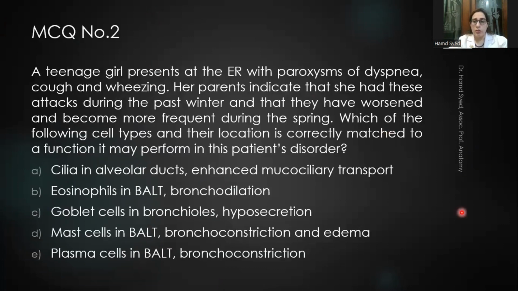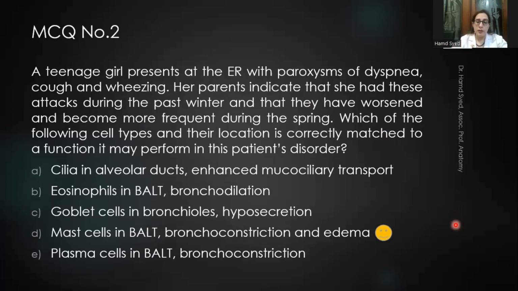Then the other question is a clinical scenario in which a girl presents to the ER with paroxysms, or you could say attacks, of shortness of breath, cough, and wheezing. Her parents say that she has been having these attacks during the past winter. So they're related to the winter season, and they have worsened, and become more frequent during spring. Now, which of the following cell types and their location is correctly matched to a function it may perform in this patient's disorder?